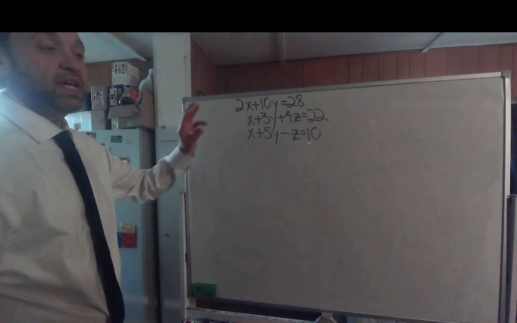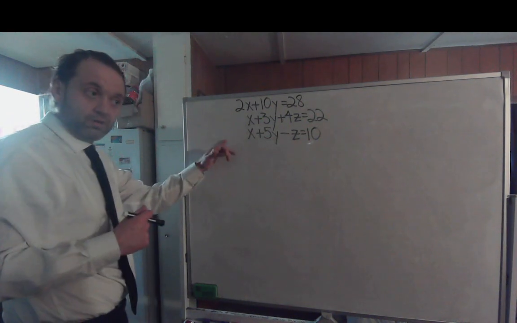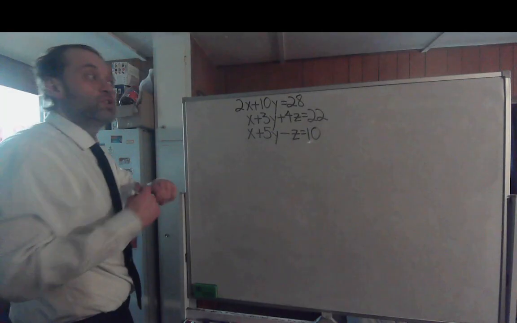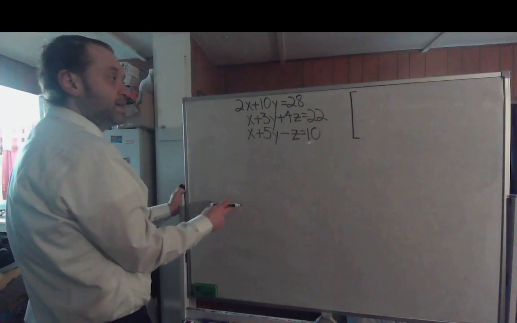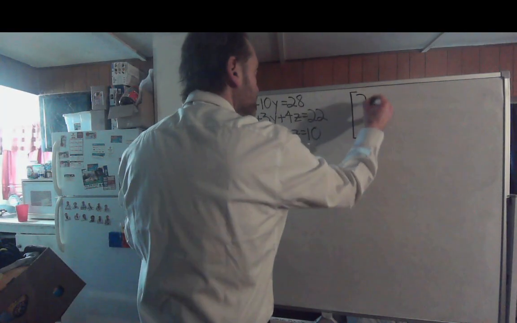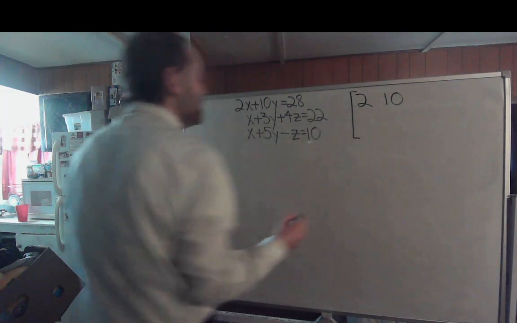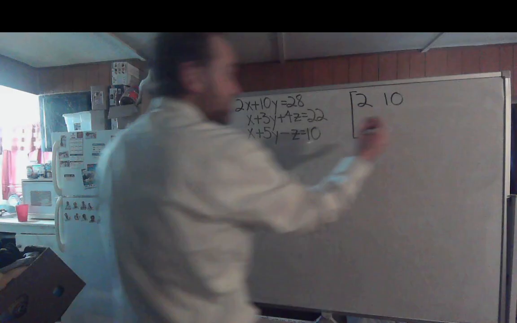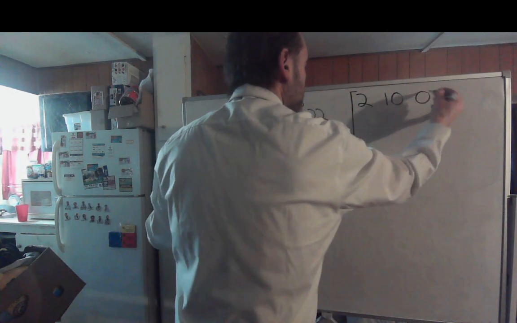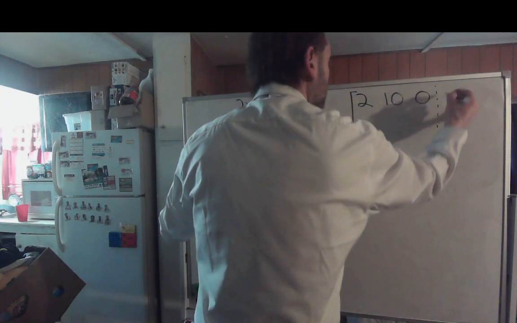So we need to take all this and put this into an augmented matrix. You have 3 equations, so you'll have 3 rows. Take the coefficient on your x variable in the first row, that's 2. Coefficient on the y variable is 10. And then you don't have a z variable, so the coefficient on the z variable by default is 0. And then on the right side of the augmented line, you're going to have 28.